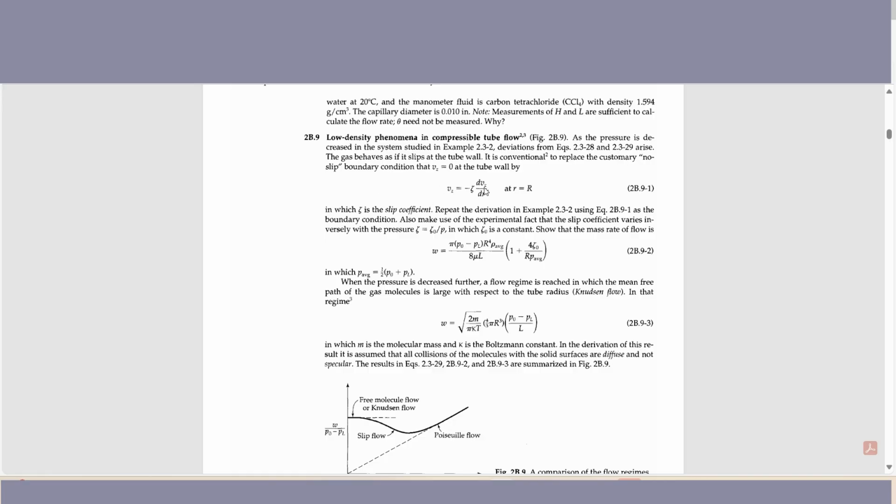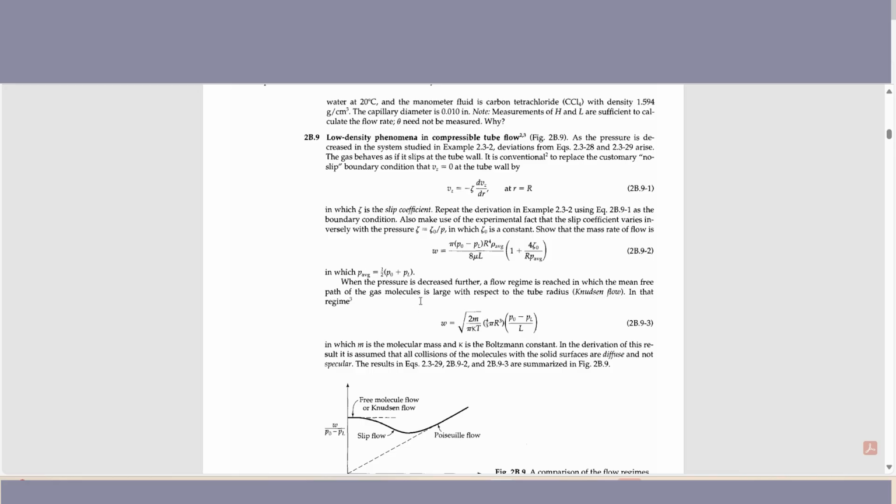It is conventional to replace the customary no-slip boundary condition with this. And this sigma, or whatever the symbol is, I'll just say it's sigma because I can't really draw this, equals sigma 0 divided by pressure. P average is just the average between the pressures at the inlet and outlet. And rho average is similarly the average of the densities at the inlet and outlet. So P average is the same, but with rho.